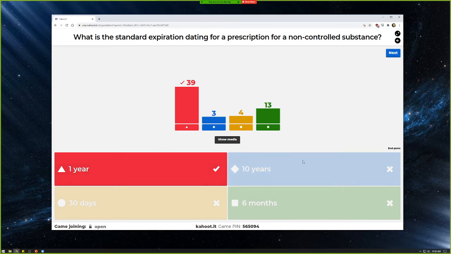Nothing is really like 10 years in terms of expiration dating. Nothing's really 30 days, but 6 months would apply to your C3s, 4s, and 5s. Controlled substances can get a total of 6 months in terms of validity of that prescription. Remember, C2s get 0, right? No refills on those whatsoever, so they're kind of one and done.